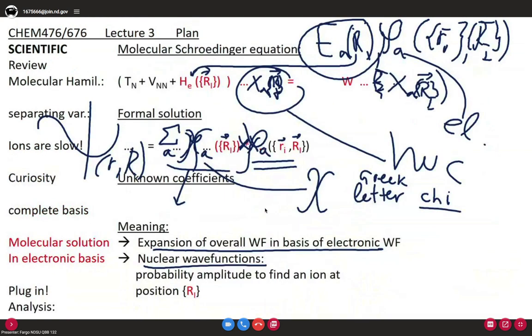Okay, so here are these phi sub a solutions of the electronic Schrodinger equation. Here will be the solution for the overall molecular Schrodinger equation: summation over the solutions A. In which proportions will we add together these known solutions? In proportions that will depend on positions of nuclei.